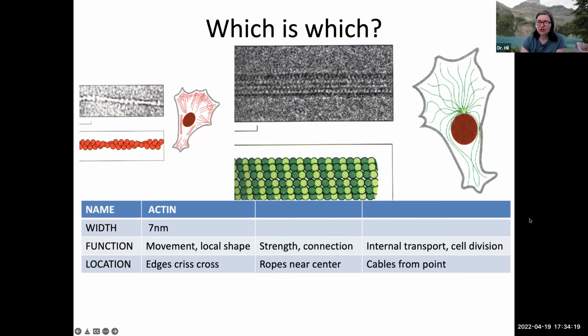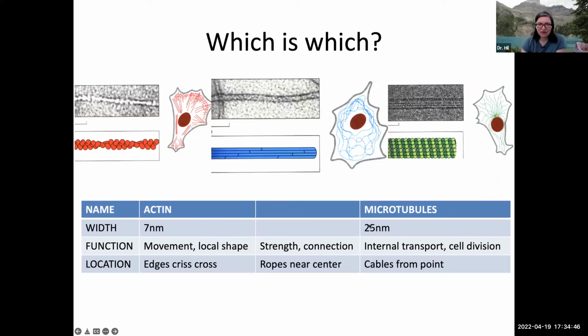Again, if you're not sure, you can put a question mark. You can take a solid guess. You get a 50% chance of being right, even if you have no clue at all. Great. So this one is the microtubules. And they provide internal transportation and organization, and of course, also cell division. And they're the biggest ones. They're 25 nanometers wide and they're hollow inside.